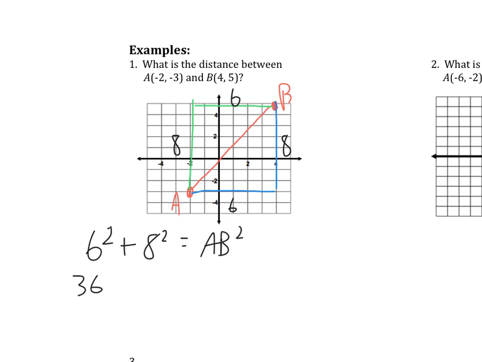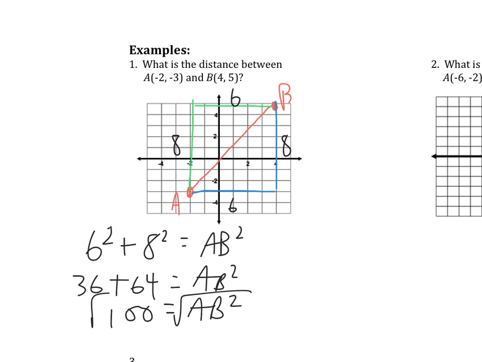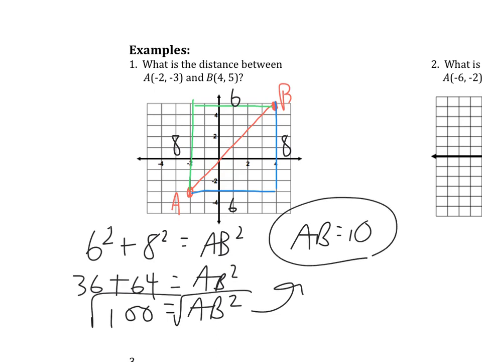So 36 plus 64 equals AB squared. So that's 100 equals AB squared. Square root both sides to get AB. So the square root of 100 gives us 10. So AB is 10.